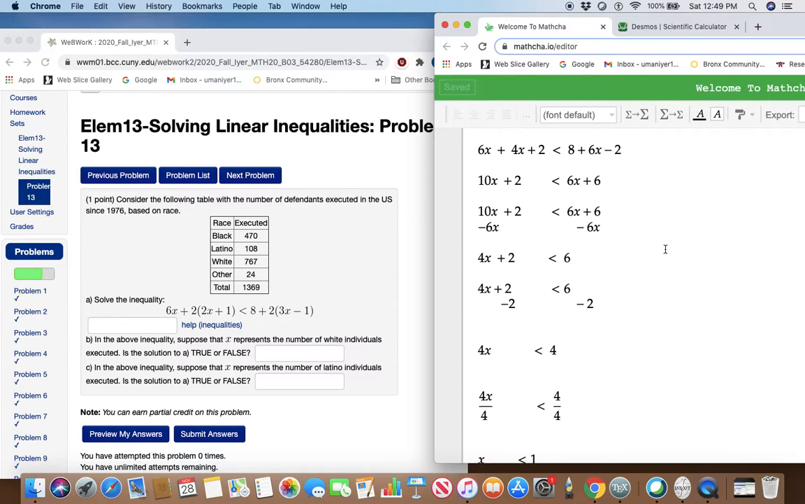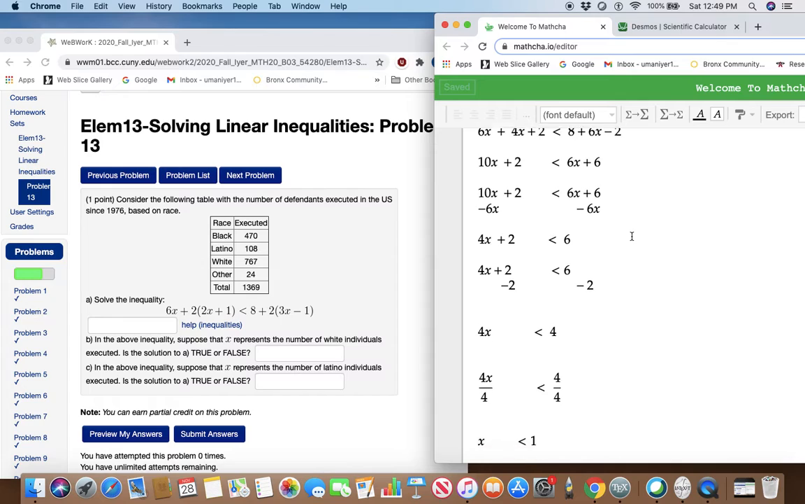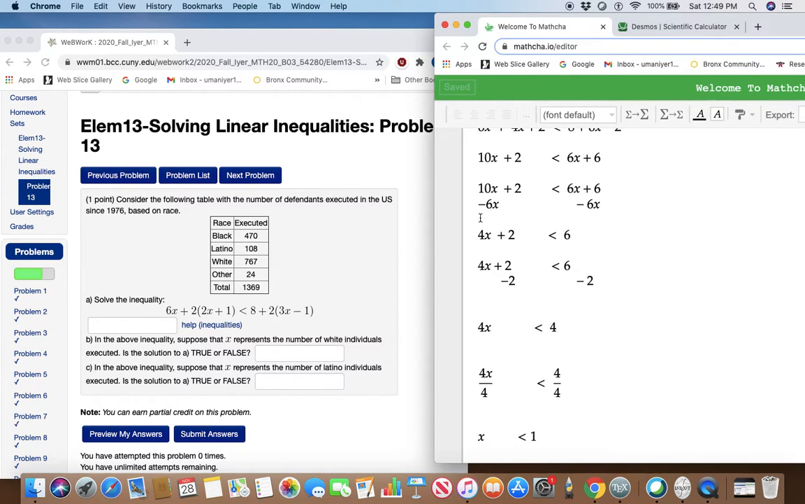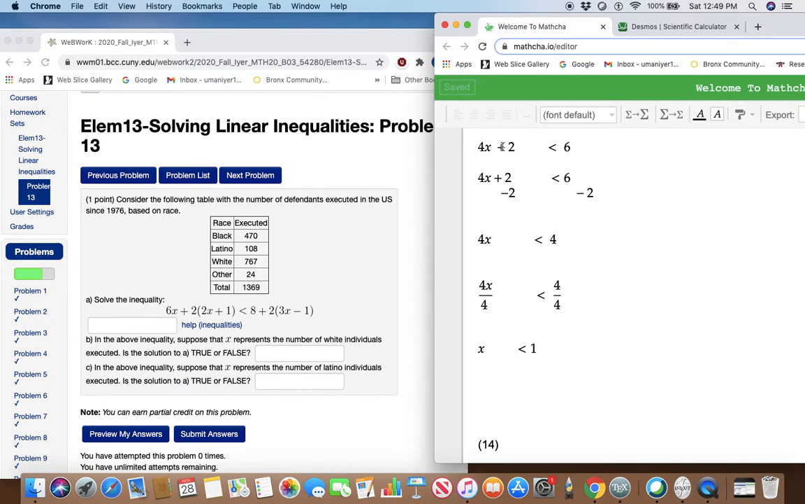So now you have 6x plus 4x, 10x plus 2 less than 8 minus 2 is a 6 and 6x. I want to get 6x and x's combined together on one side. So subtract 6x from both sides. So that gets me 10x minus 6x is 4x plus 2 less than. These two cancel, you're left with 6. Let me get rid of the plus 2, negative 2 on both sides. That gets me 4x less than 4.